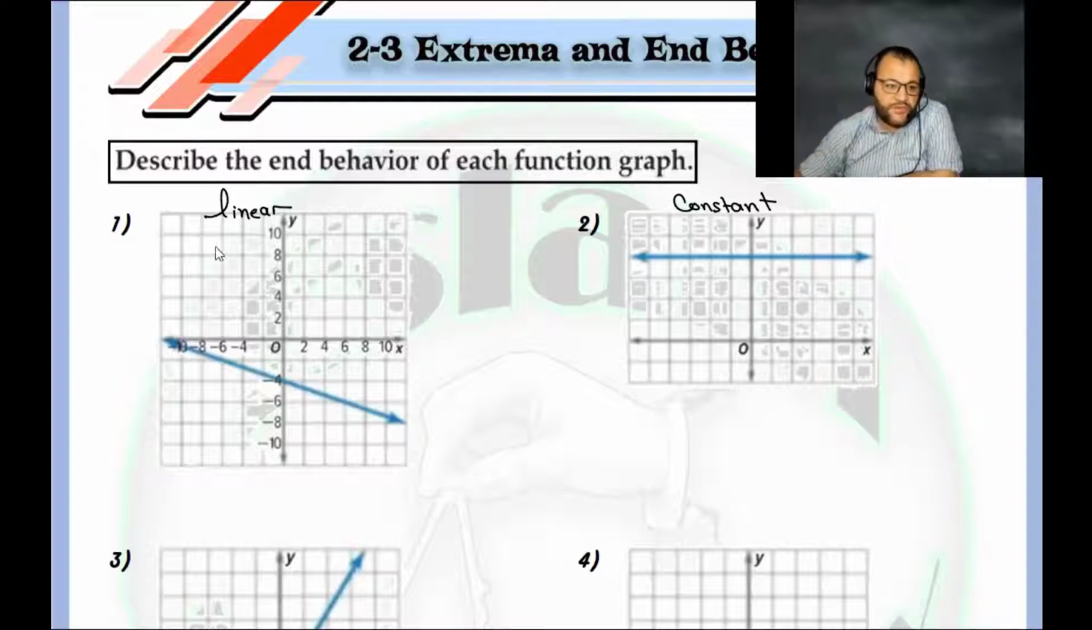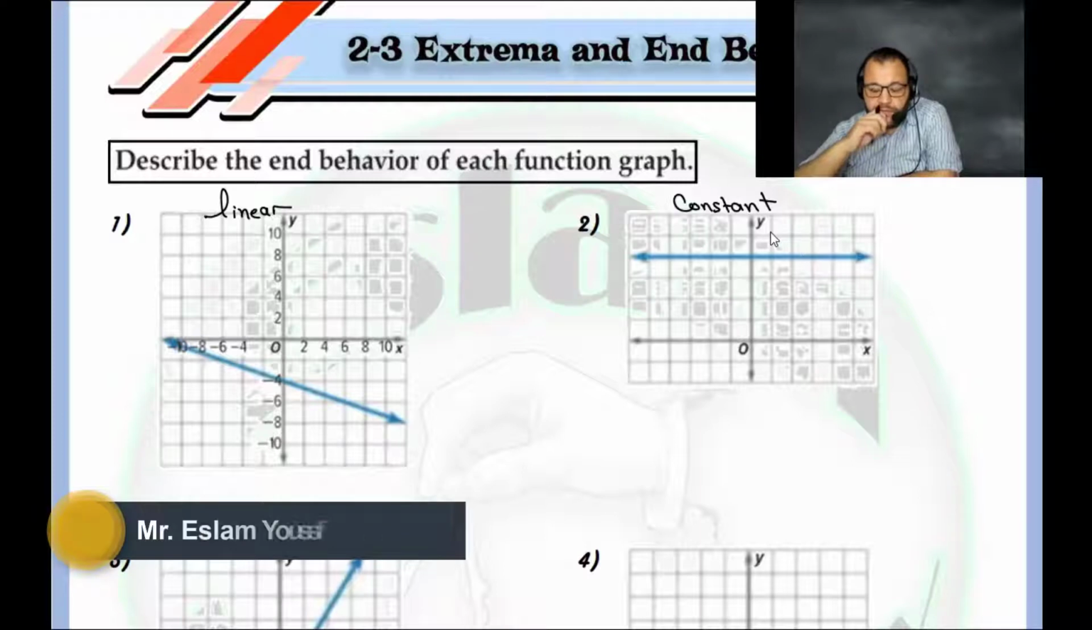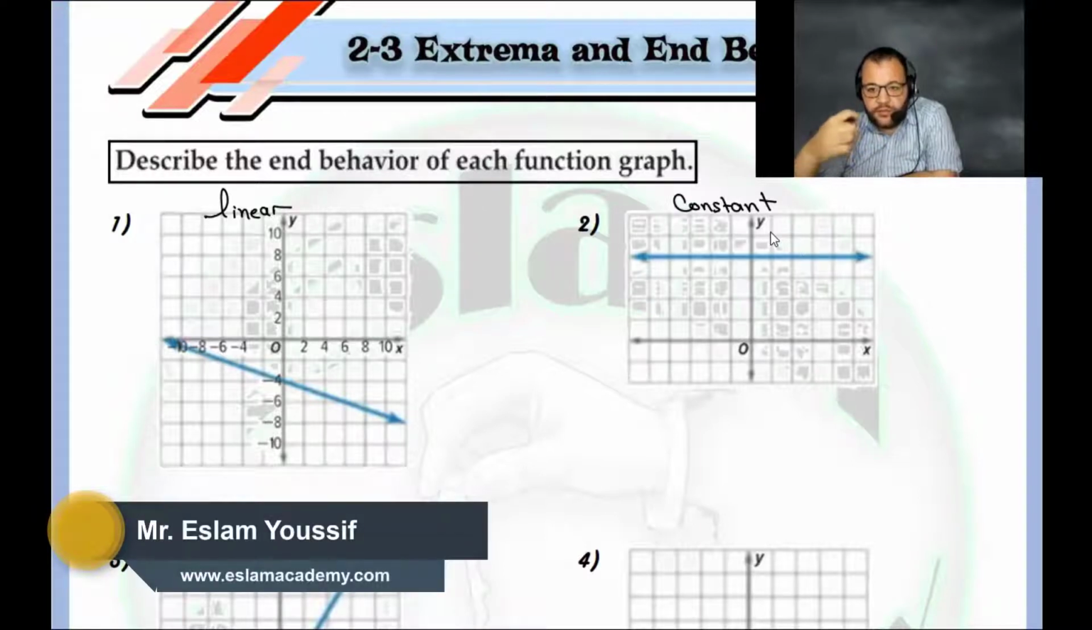The first one, we said it is linear. Any problem for the first one? No. The second one, you said it's constant. Why is it constant? It's not a straight line, it's not linear. Why is it constant? What is the degree of the constant? Please, just give me an answer, even if the answer is wrong.